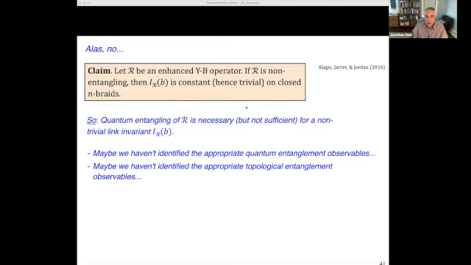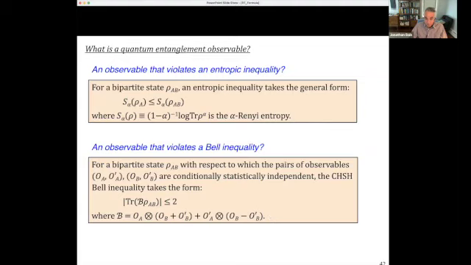So again, our attempt to establish a one-to-one correspondence, a duality relation between quantum entanglement observables and topological observables fails. So maybe we have not identified the appropriate quantum entanglement observables, or maybe we have not yet identified the appropriate topological entanglement observables. So at this point, let me step back and consider a couple of very general questions.